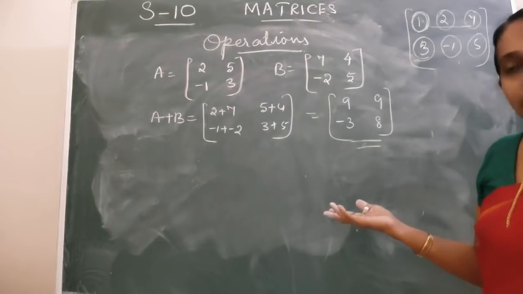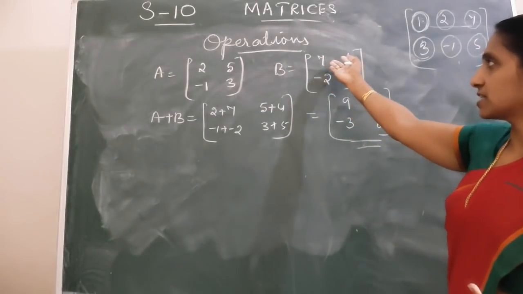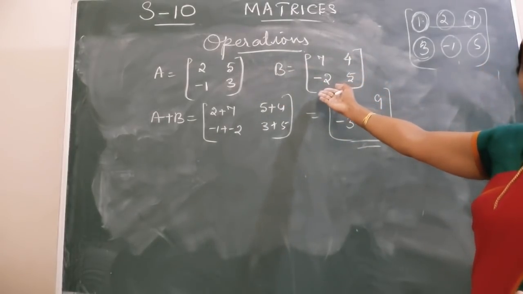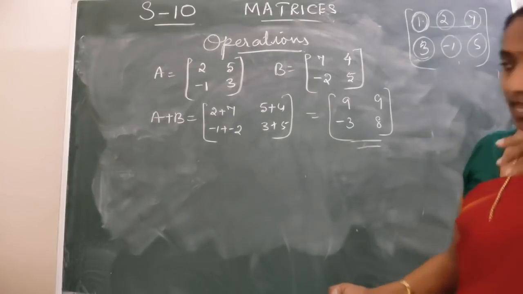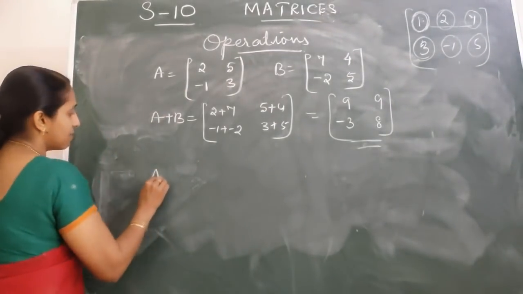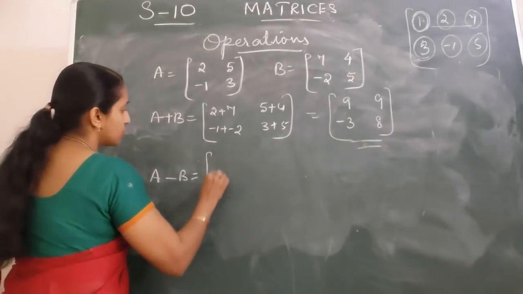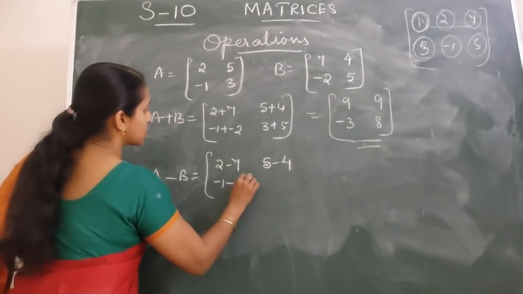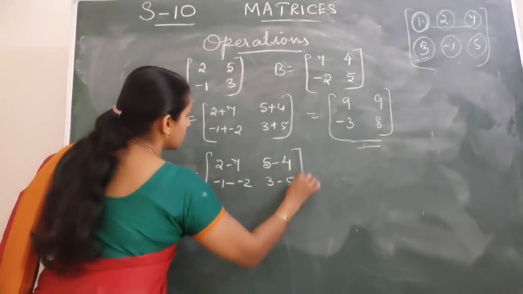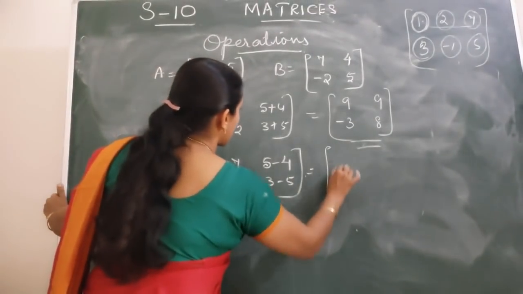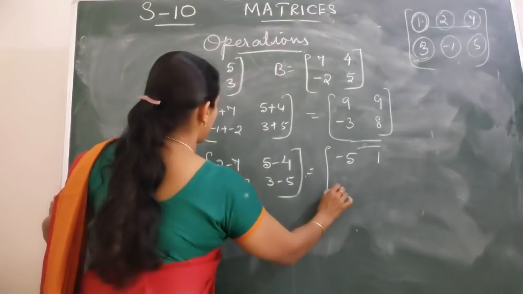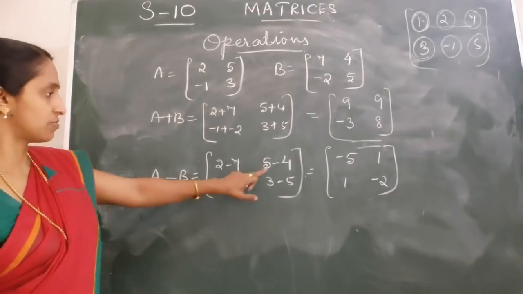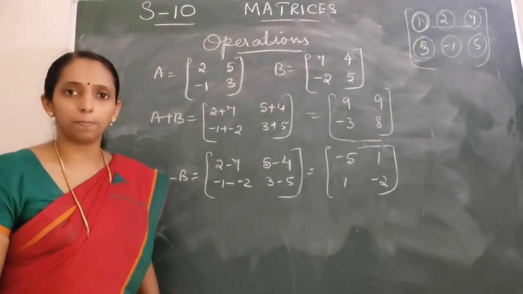Similarly, A minus B is also the same. A minus B, what will you do? 2 minus 7, 5 minus 4, minus 1 minus 2, 3 minus 5. So A minus B is equal to 2 minus 7, 5 minus 4, minus 1 minus 2, 3 minus 5. So you will get the answer minus 5, 1, 1, minus 2. Right, minus 1 plus 2 will be 1. 3 minus 5 will be minus 2.